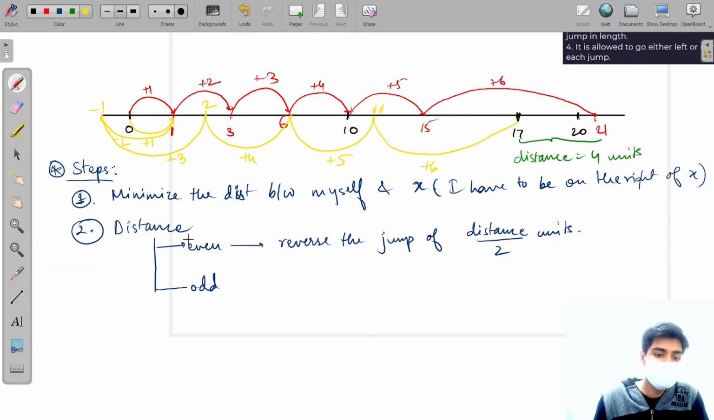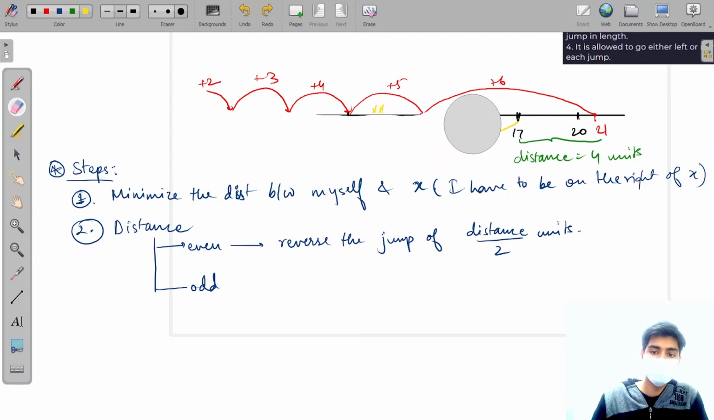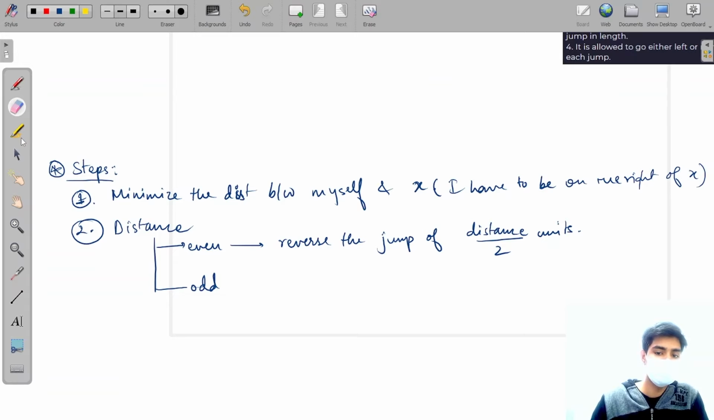So you can see that if my distance comes out to be even, the distance between me and the x, then I'll reverse the jump of distance by 2 units. This is what I'm saying. Now, it does not mean that my distance is always going to be even. My distance can be odd as well. So what are we going to do in that case? So let's see.